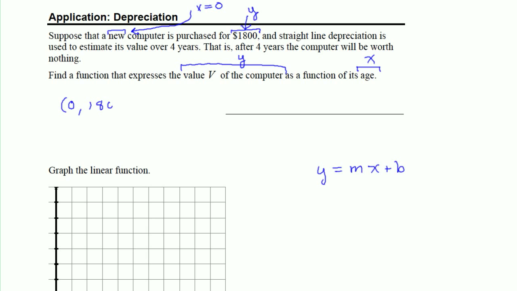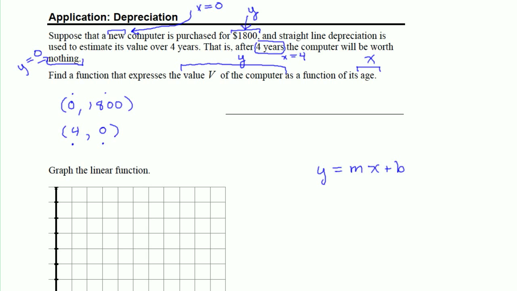(0, 1800) is one ordered pair that we're given. And after 4 years, so this is another value of x equals 4, the computer will be worth nothing. Nothing in this case means that y is equal to 0. So essentially we're given the two intercepts in this problem. Looking at these ordered pairs again, this says at 0 years of age, the computer is worth $1,800, and at 4 years of age, the computer is worth $0. That's how I have interpreted this information as two ordered pairs.